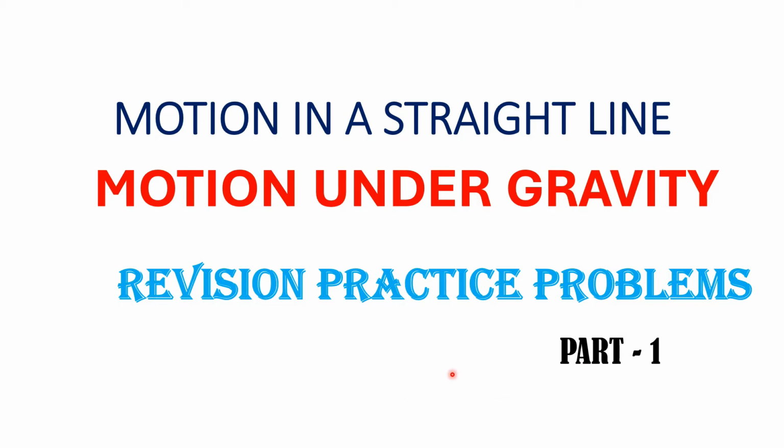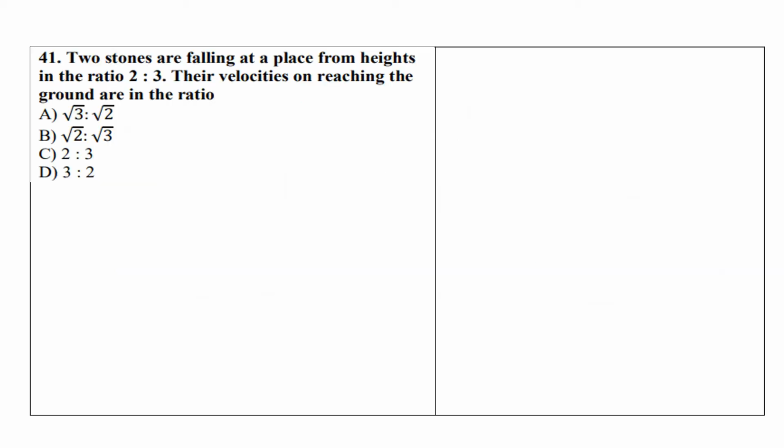Okay, let us go to the first one. Two stones are falling at a place from heights in the ratio 2:3. Their velocities on reaching the ground are in the ratio? Let us go to the solution.